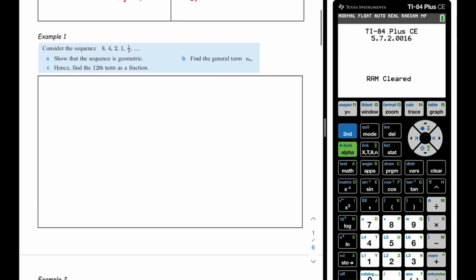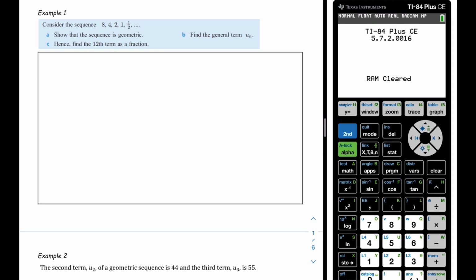Let's look at our first example for today. Example 1. Consider the sequence 8, 4, 2, etc. Show that the sequence is geometric. When we're dealing with show that questions, we need to arrive at our answer. So if we're showing that it's geometric, that means that the progression needs to have a common ratio. So we need to find the common ratio r in order to show that it's geometric. So in order to find the common ratio, we can divide the terms together. So U2 divided by U1, so we have 4 divided by 8, meaning our common ratio is equal to 1/2.